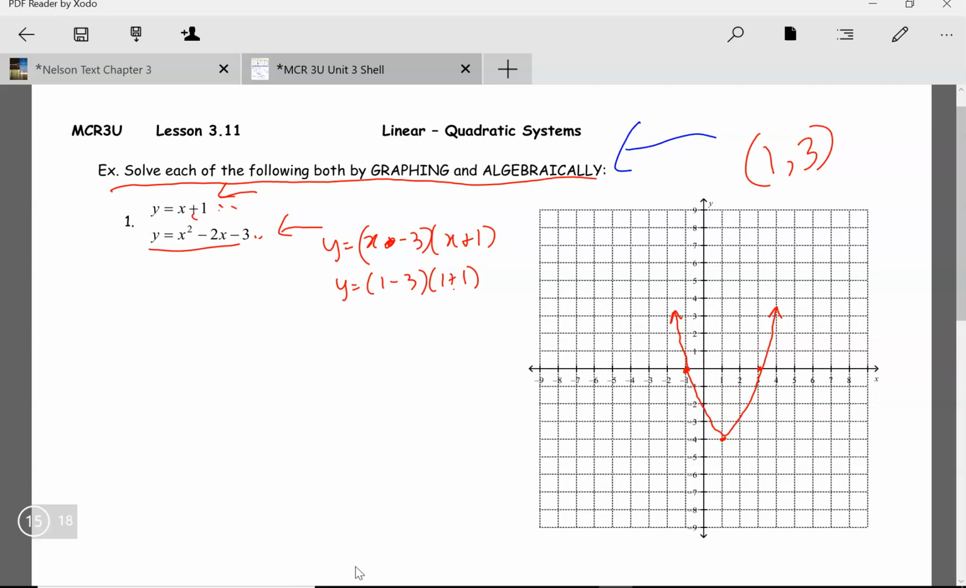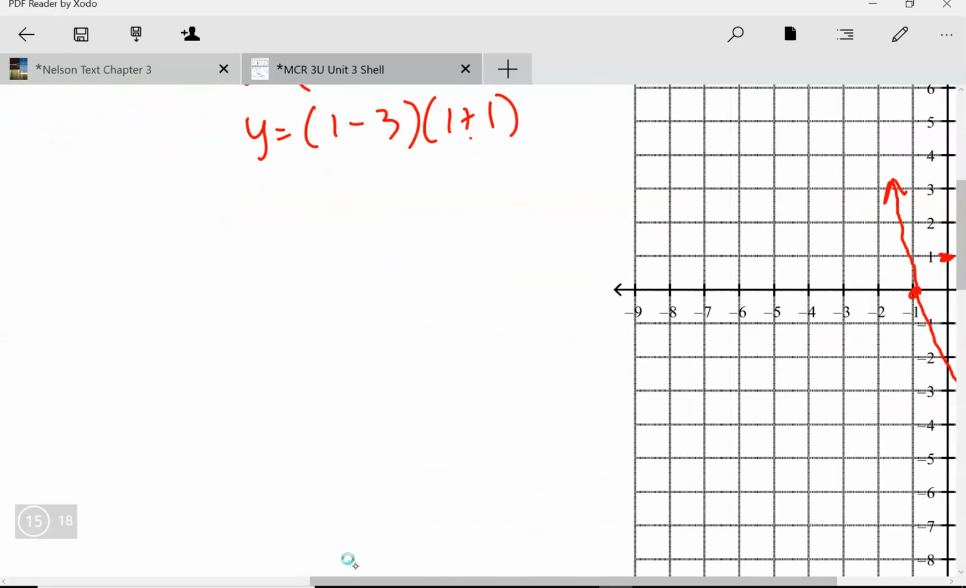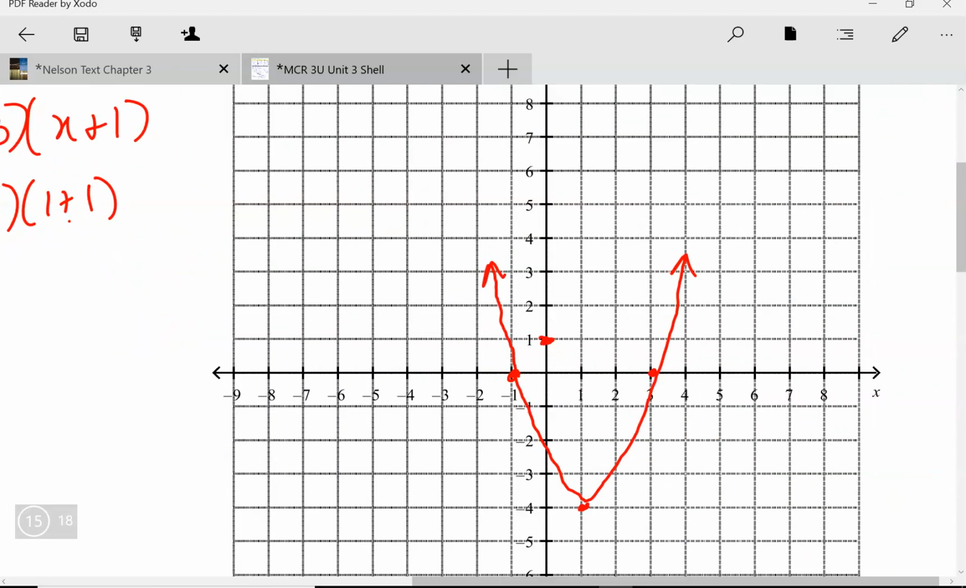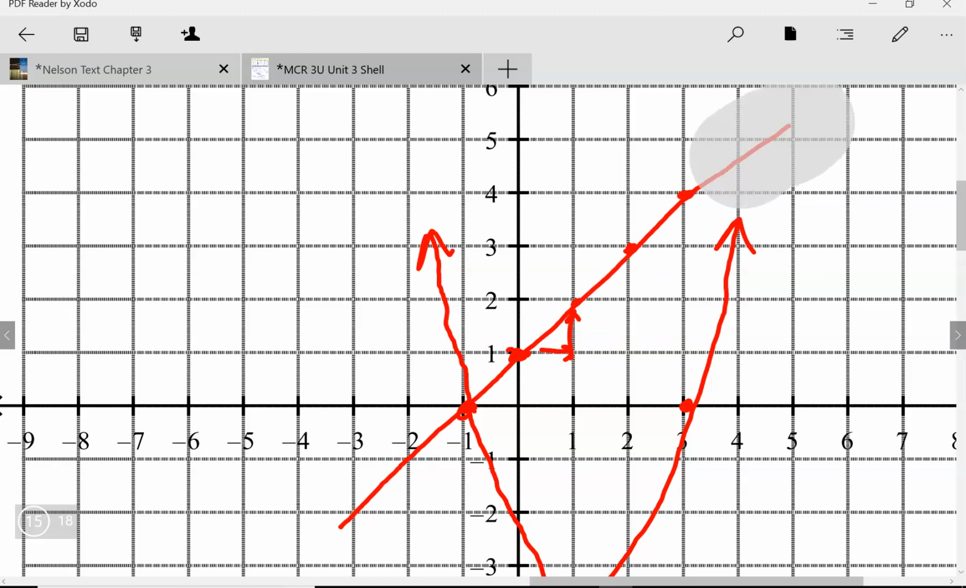The way I graph lines is I look at the y-intercept. So plot positive 1 as the y-intercept. My slope is rise over run, which is 1 over 1. So I rise 1 for every 1 I run. So I'm going to run 1, rise 1. So here, run 1, rise 1. And that's going to give me my slope, and then I just draw my line. So my line is going to be, oh, whoops, that's not accurate.